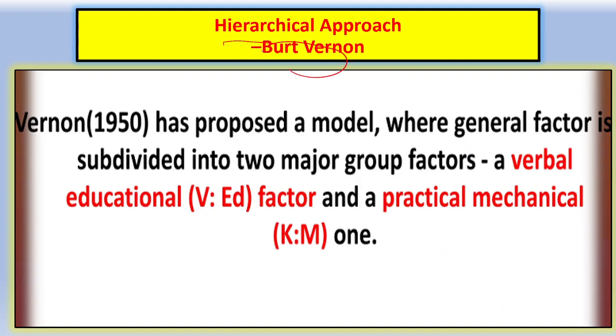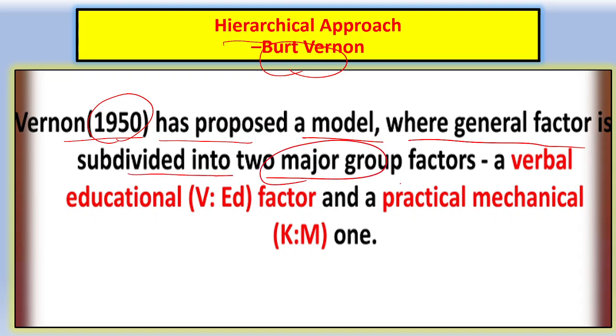Hierarchical approach given by Burt Vernon. Burt Vernon, in 1950, proposed a model where the general factor is subdivided into two major group factors. Which are those two major group factors? One is verbal education, indicated by him as the letter V and ED factor. And another one is practical mechanical, that is K and M.